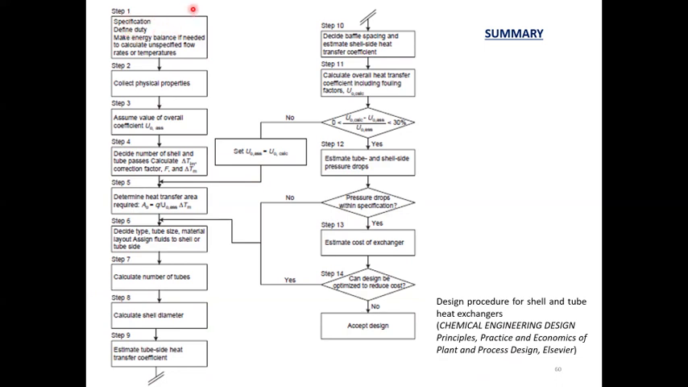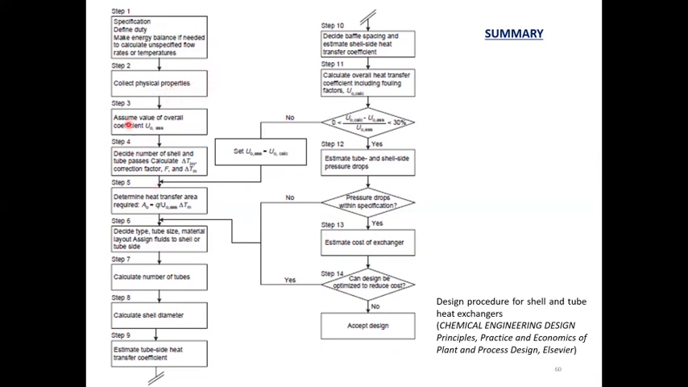The first step is you need to have a specification on the properties involved in the heat exchanger design. Define the duty based on the energy balance, make the energy balance if needed to calculate unspecified flow rate or temperature. The second step is to collect the physical properties for each particular fluid involved in the heat exchanger design, such as the density, the thermal conductivity, maybe the viscosity, or the required properties that are involved in the calculation.